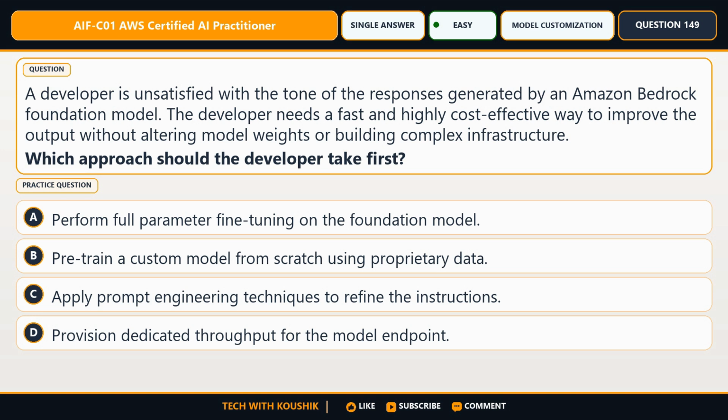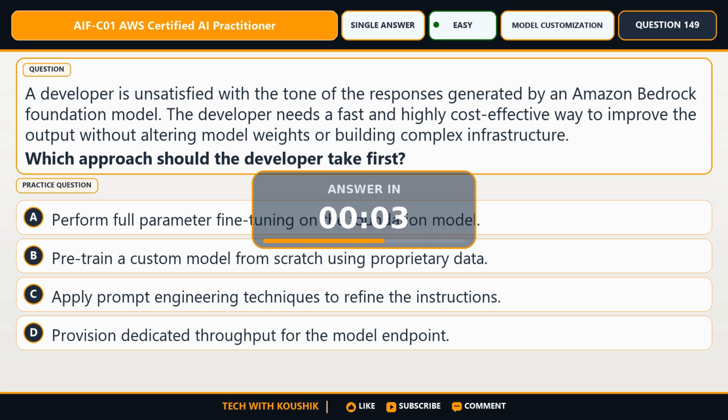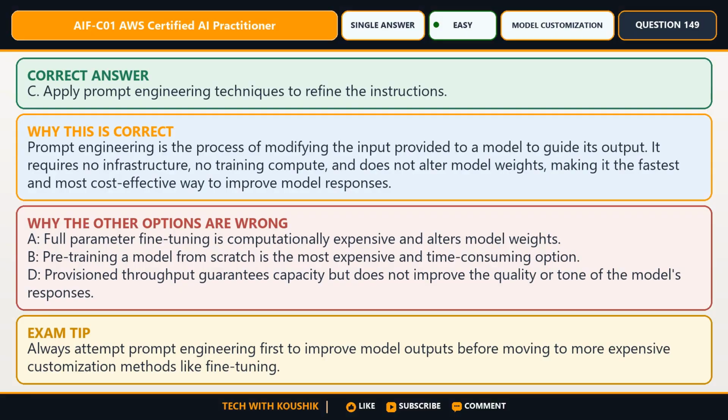Now examine choice A. Perform full parameter fine-tuning on the foundation model. Now examine choice B. Pre-train a custom model from scratch using proprietary data. Now examine choice C. Apply prompt engineering techniques to refine the instructions. Now examine choice D. Provision dedicated throughput for the model endpoint. The correct choice is C. Apply prompt engineering techniques to refine the instructions.